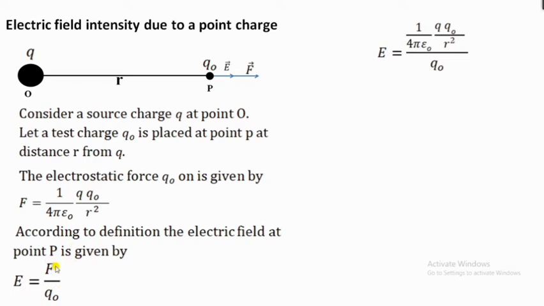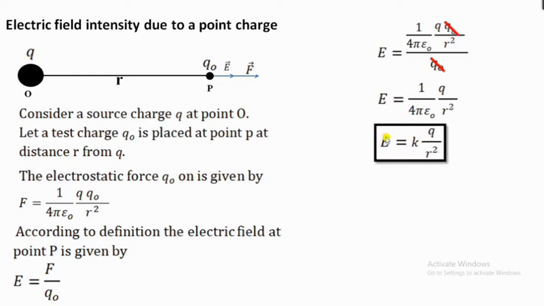Now I'll put the value of this force. This Q naught and this Q naught will get cancelled, so I'm left with this. Instead of this I can write K. So this is the final expression, E is equal to K Q by R square. This expression is similar to that of Coulomb's law, only we don't have the test charge out here. So this is the expression of electric field produced by a point charge Q at a distance R from it.